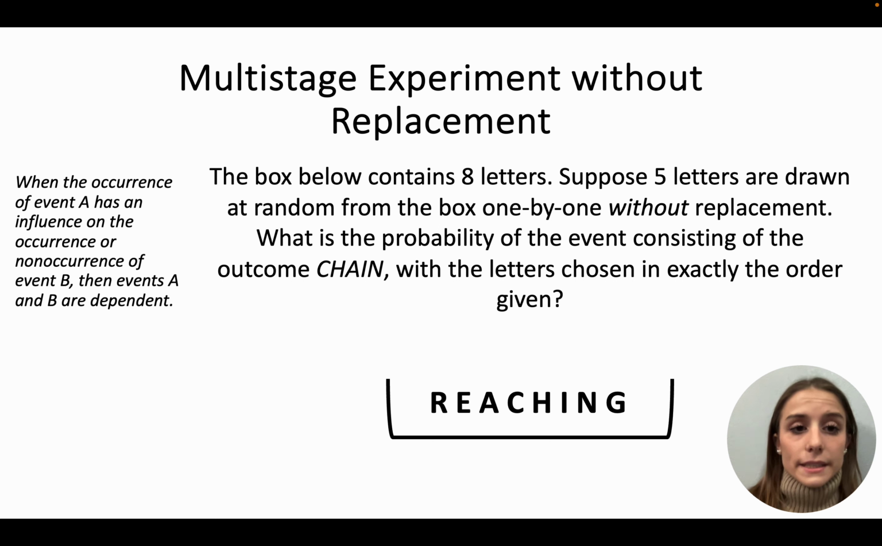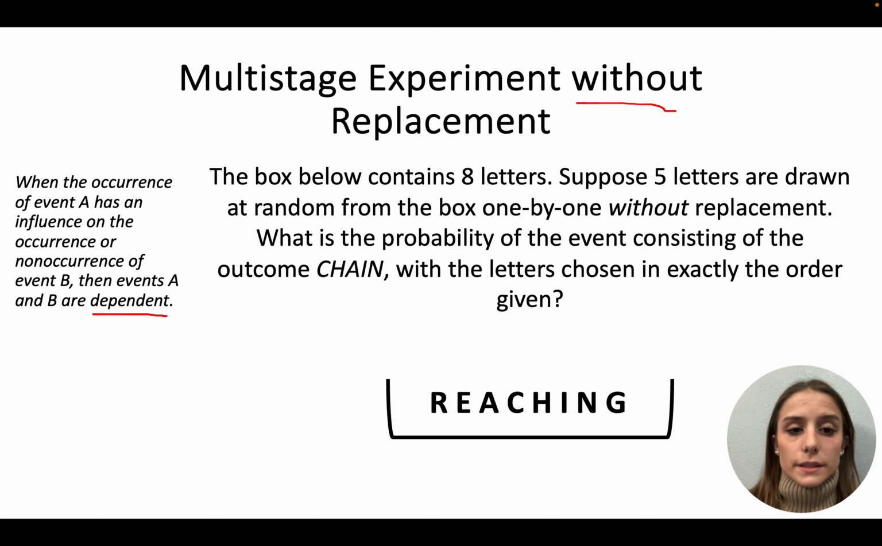Now we can get into our multi-stage experiment without replacement. First look at our side note. When the occurrence of event A has an influence on the occurrence or non-occurrence of event B, then events A and B are dependent. That's when they have an effect on each other, they are dependent.